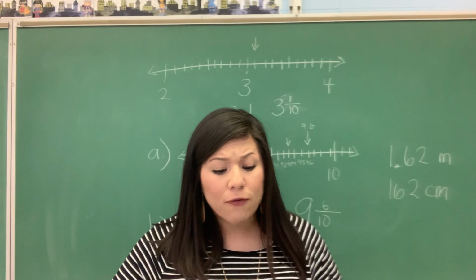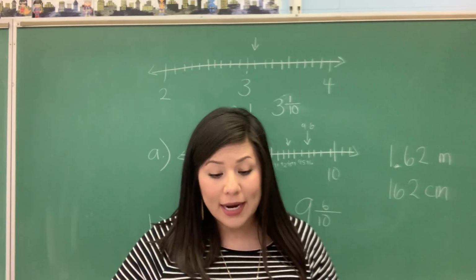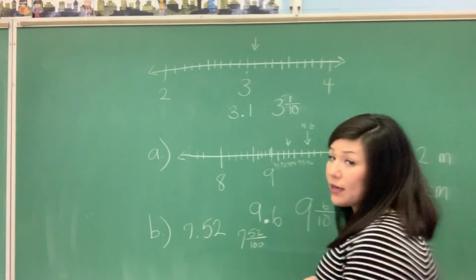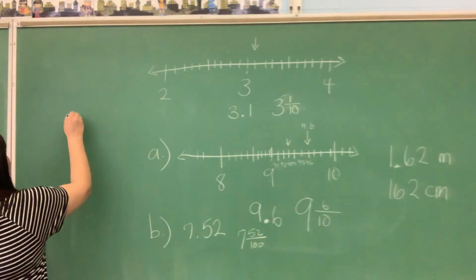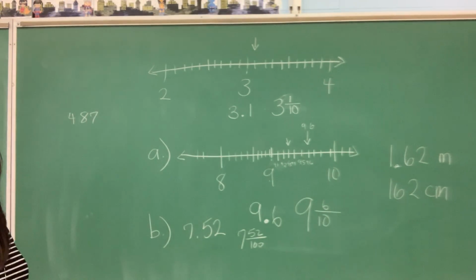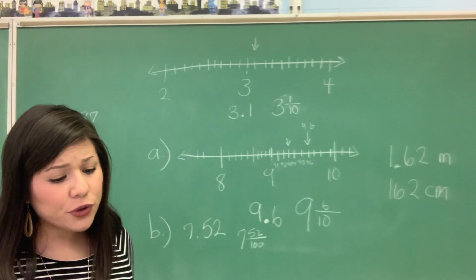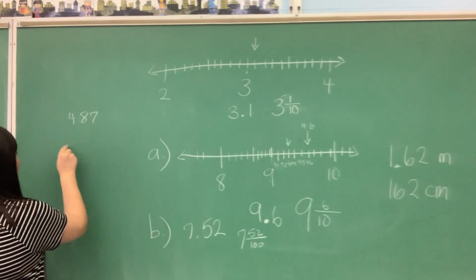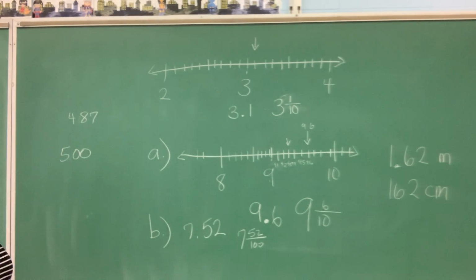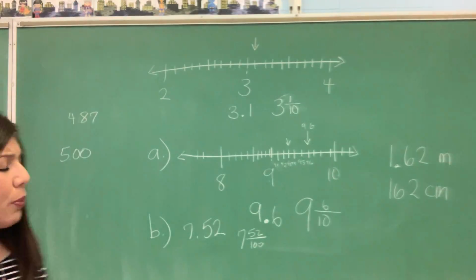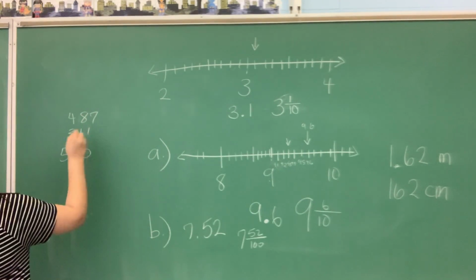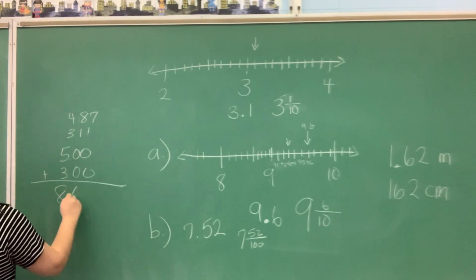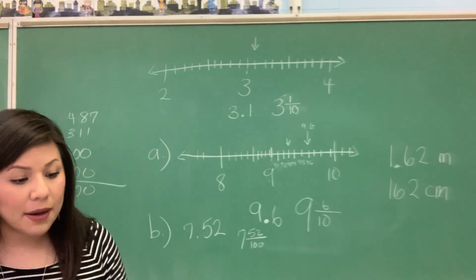Estimate the sum of 4.87 and 3.11 to the nearest whole number. So first we round 4.87. They're asking you to round it to the nearest whole number, so what could I round that to? This is closer to 5, so I'm going to round this to 5. And then they're asking us to round 3.11. 3.11 would be closer to what? To 3. So what's the sum? 8. Okay, 8 is the sum.